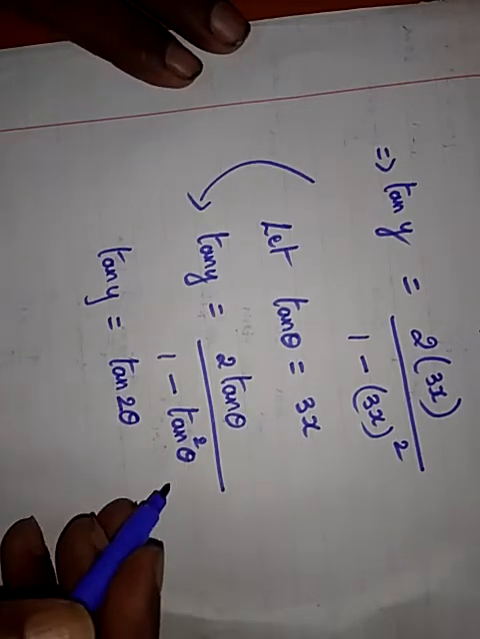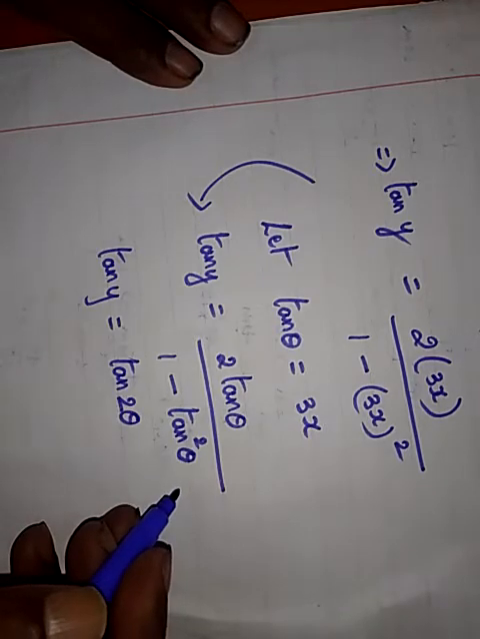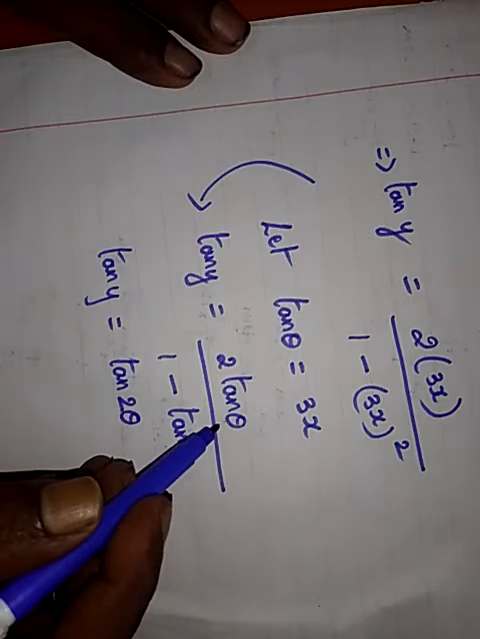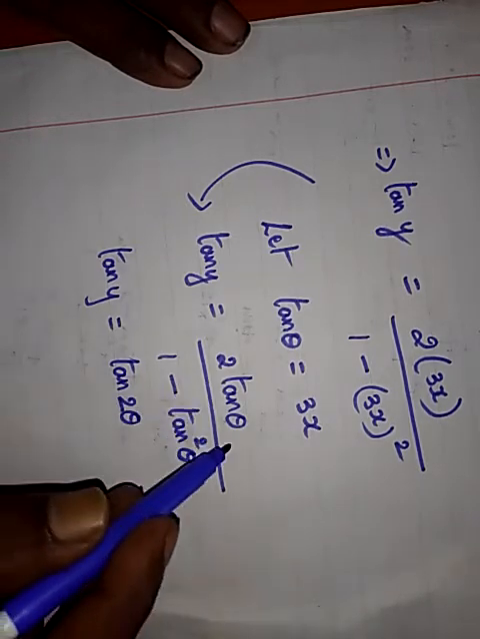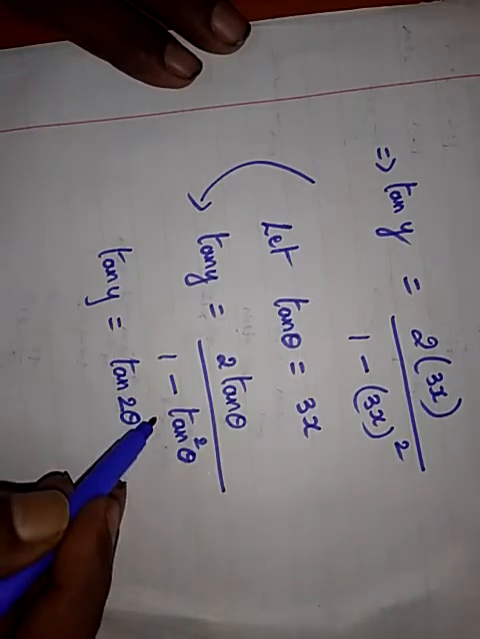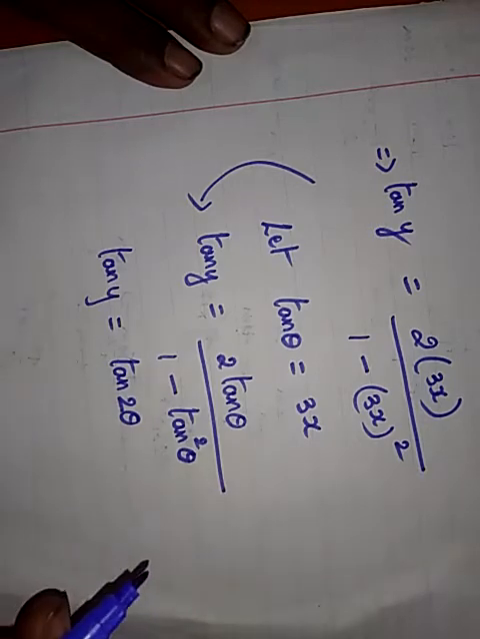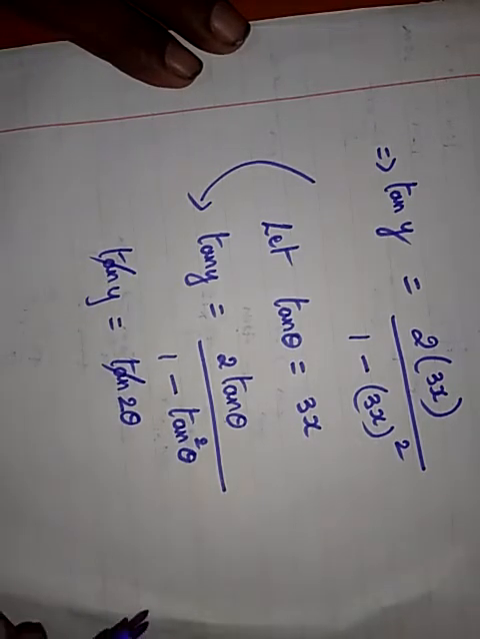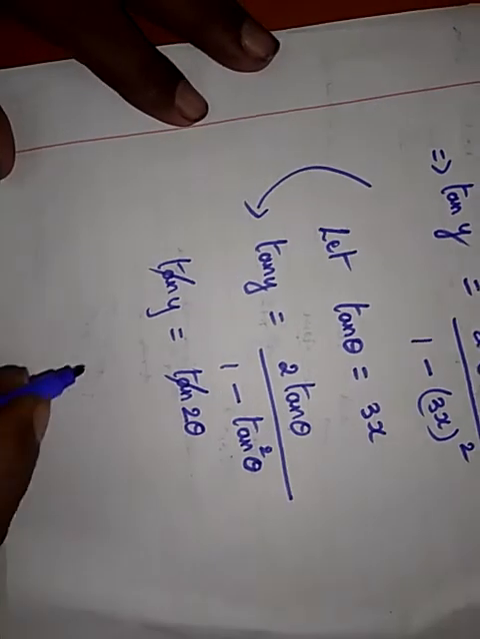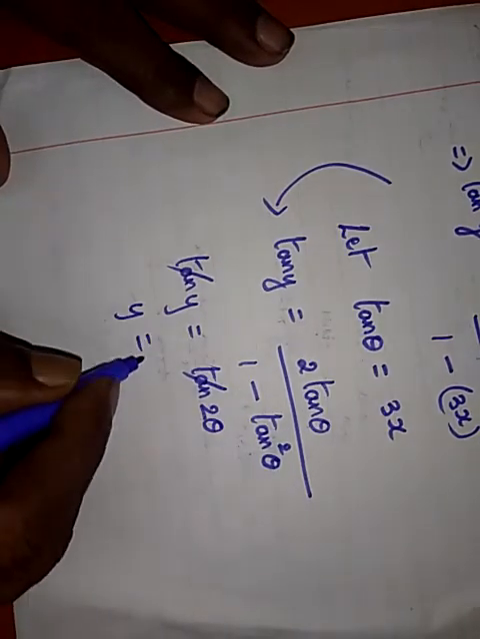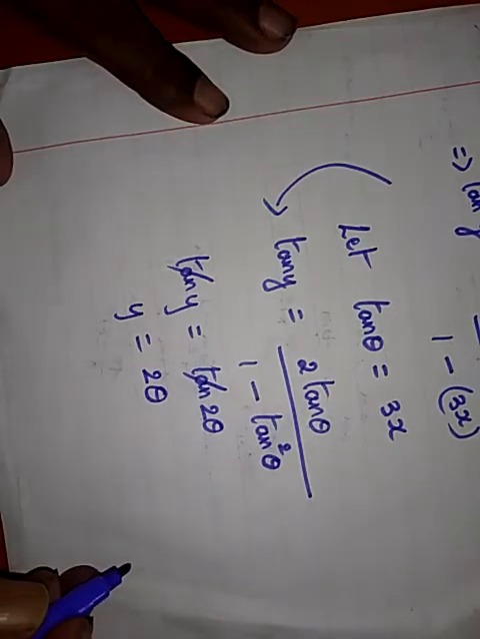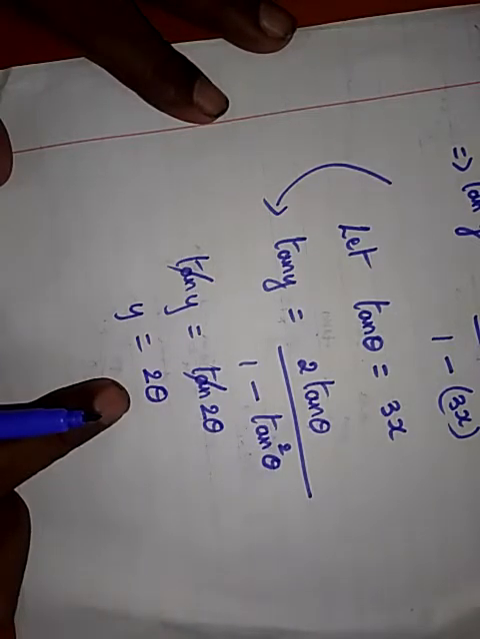So we all know the formula for tan 2a, which is 2 tan a divided by 1 minus tan square a. Here we have theta, therefore 2 tan theta divided by 1 minus tan square theta is tan 2 theta. Now this tan and tan gets cancelled. So we will be having y is equal to 2 theta. Okay. Now we have to substitute the value for theta.